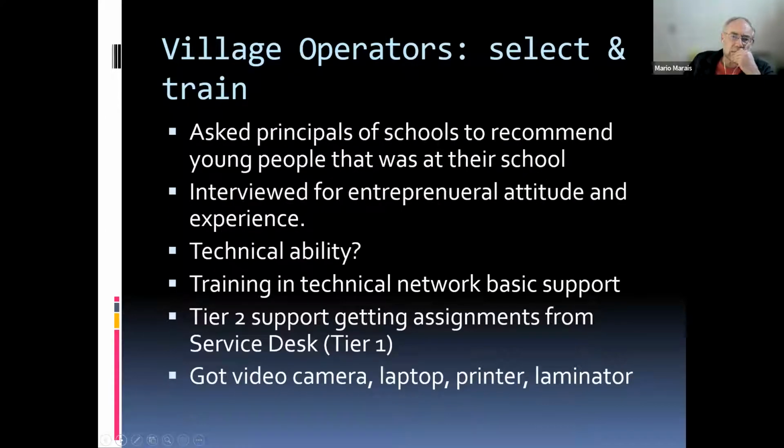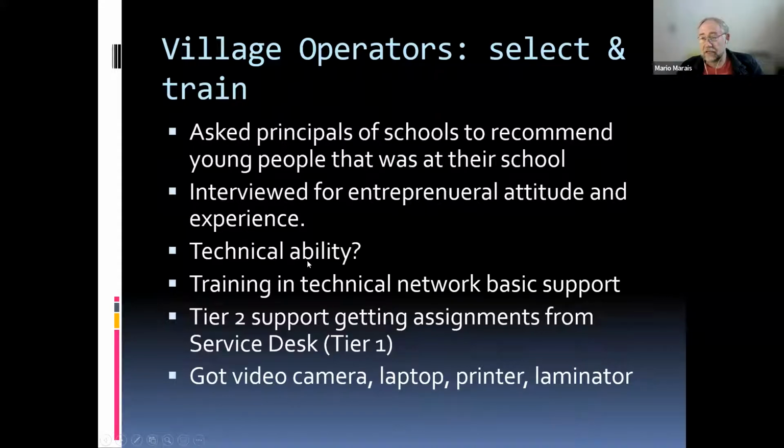So one of the ideas was, and this is a bit out of sequence, but I want to focus on the village operators, just the concept, and I'll get back to it. We decided we're just going to look after these areas and look after the technical support to the schools and keep the schools on the internet. We also asked principals of the schools to recommend young people that were at their school. These people are still around, and they were then interviewed for entrepreneurial attitude and experience, their technical ability.